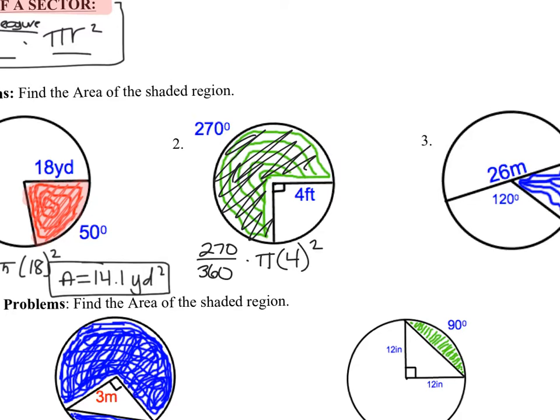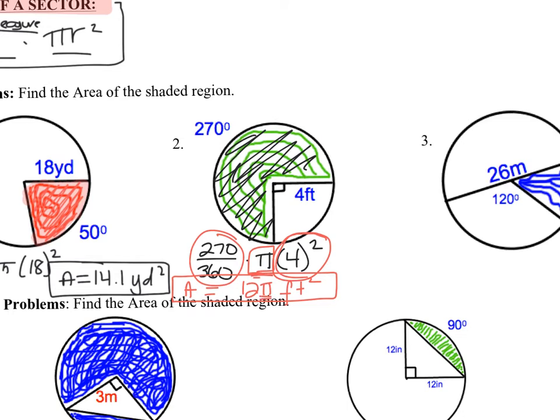So I'm going to now put this in terms of pi. When I want to put this in terms of pi, that just means I leave pi alone, I don't touch it. So I'm going to do 270 divided by 360, and now I'm going to multiply that to 4 squared. I get 12. So A equals 12 pi feet squared. So when I typed in 270 divided by 360, multiplied by 4 squared, I got 12, and then I just slapped pi on at the end like a variable.